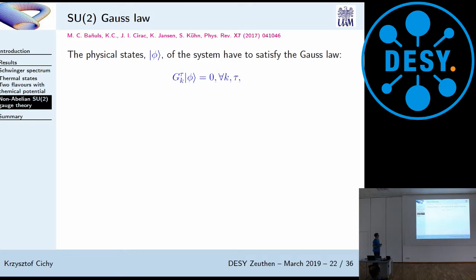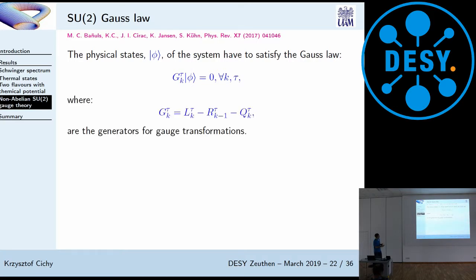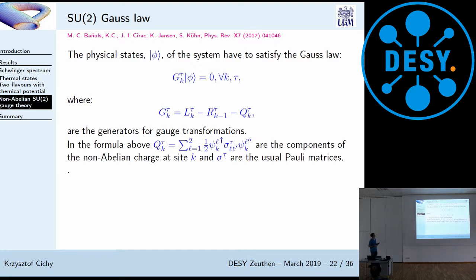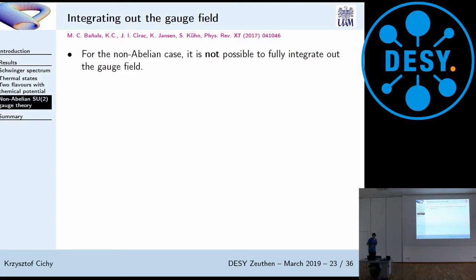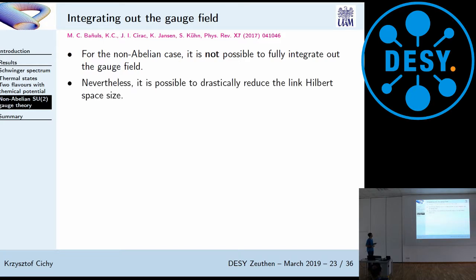Okay, and we have the Gauss law. So the physical states have to satisfy this Gauss law, where G can be expressed in terms of these L and R variables and this non-abelian charge Q. Okay, so for the abelian case, one can actually integrate out all the gauge fields. So when one has the incoming flux through the boundary and the matter content, then one does not need anything else. For the non-abelian case, it's no longer possible, but still one can drastically reduce the Hilbert space of the link.